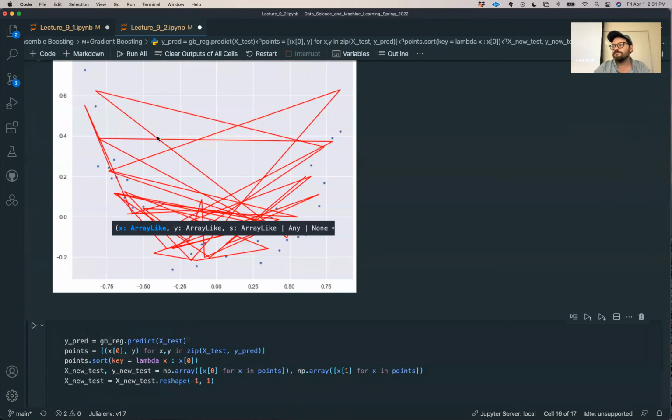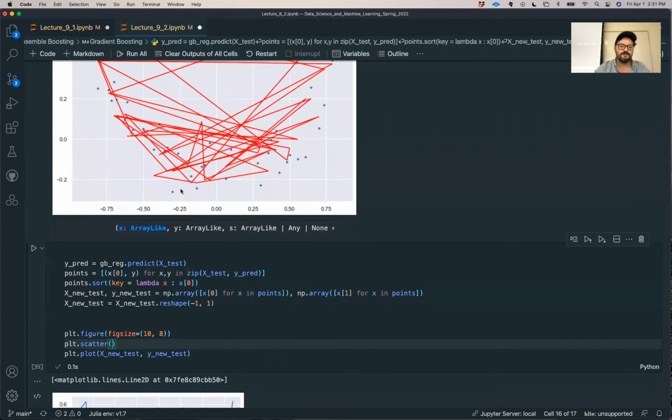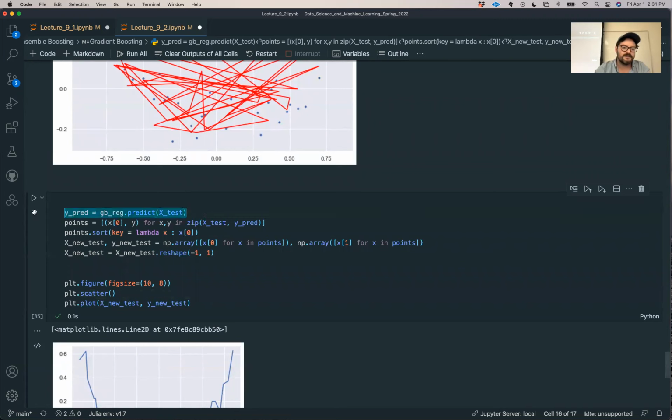So it was unordered because when we do the shuffle split, it picks randomly. So that's why the lines are all over the place. To fix that, I make y prediction equal to the gradient boost predict on x test. Then I make a list of tuples from x test and y predict, so the x and y values are paired together. Then I sort by the x entry because that's how we're going to plot them. And then I make NumPy arrays of the x values and the y values so they have the same indices. I reshape because it's a single feature vector. I might want to use that later.